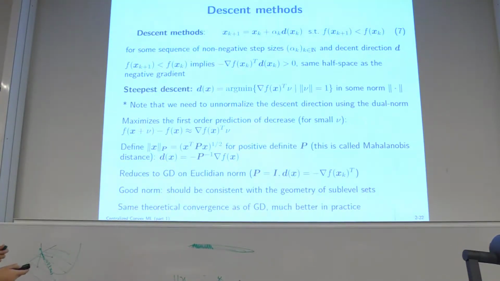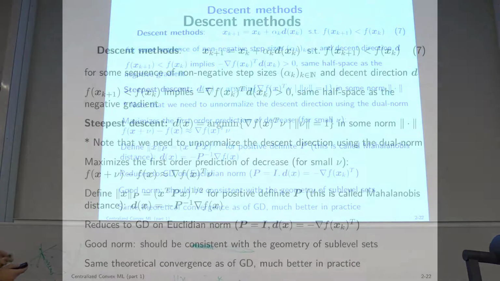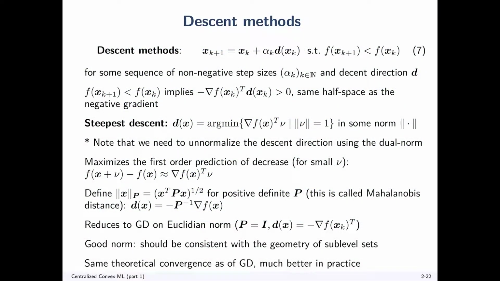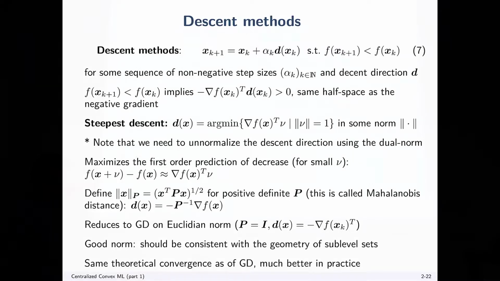Okay. So this says that, well, this is not the correct definition because you need to unnormalize that, but just say that this is unnormalized. The thing is that with respect to some norm, and we will see what the definition of this norm is, pick the vector that maximizes this with respect to some norm. And the whole difference between steepest descent and gradient descent is the choice of this norm. Okay?